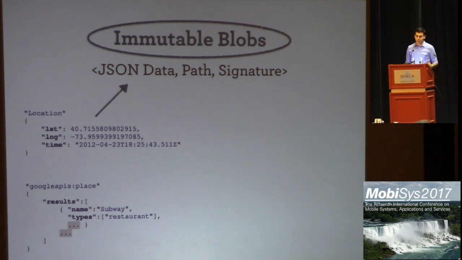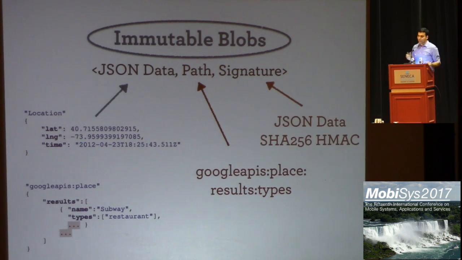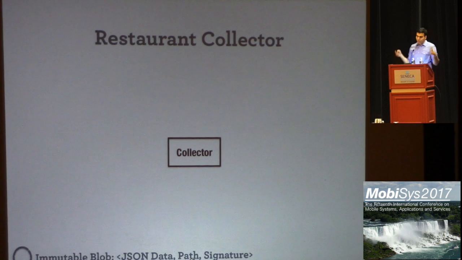For example, in our system, because we're using Android, we have Google API as a trusted API. One of the responses that we put here as an example is the Google Places API, which will take the latitude and longitude and provide the answer of what that location actually is. The second entity is the path, and the path allows us to point to one of the pieces of data that exists in that JSON data structure. For example, if you want to point to the value restaurant, you can say Google APIs, places, results, type, and that can point you to the restaurant. And finally, we have a SHA-256 HMAC signature of the JSON data structure. Having that signature allows our system to verify that the data it's giving to the application is not modified by it.